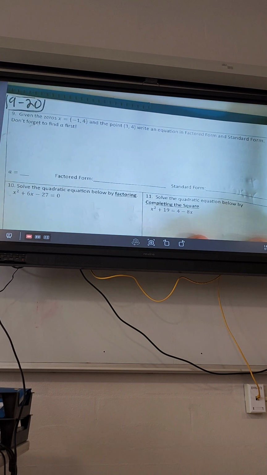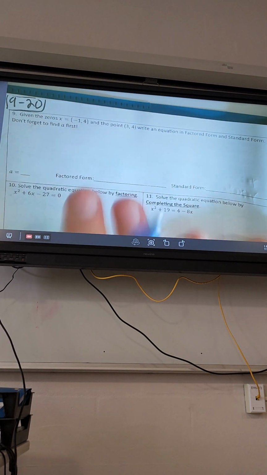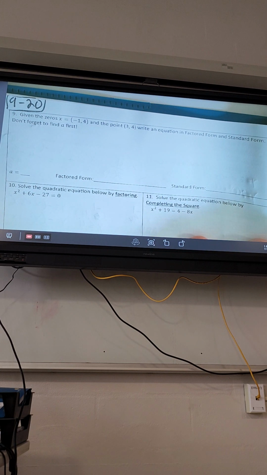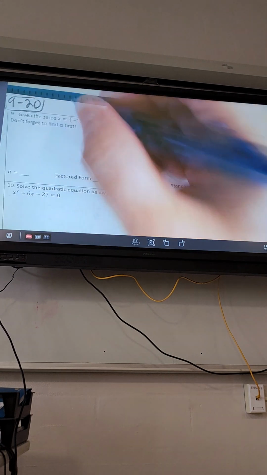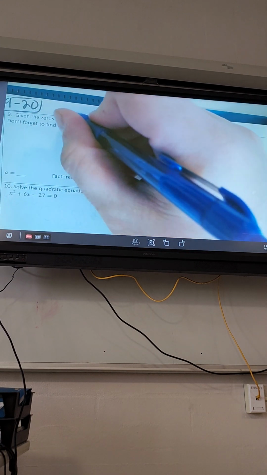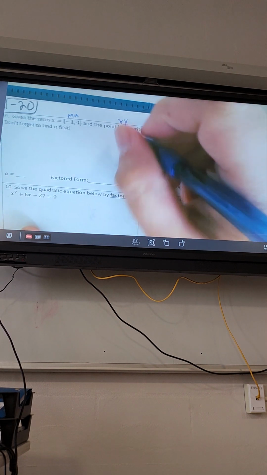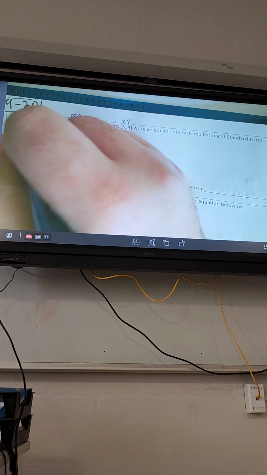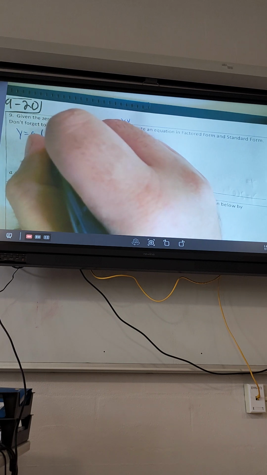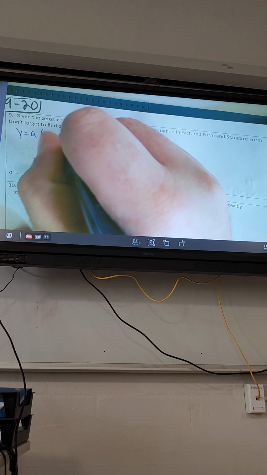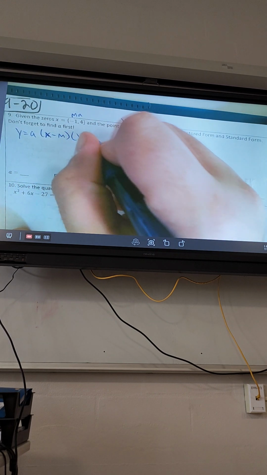So on the back, given the zeros, x equals -1, 4 and the point (3, 4), write an equation in factored form and standard form. So this is the exact same type of question that we just did, except now it's asking for factored form. So let's go ahead and do this. We have the zeros right here, so this is going to be m, this is going to be n, and we have a point x, y. If you don't remember factored form, it looks like this: y = a(x minus m)(x minus n).